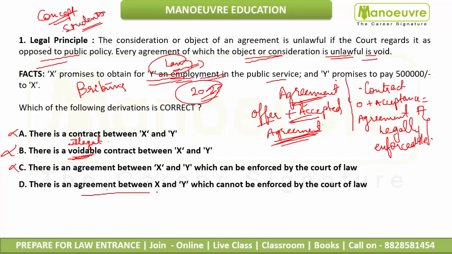There is an agreement between X and Y. Yes, we can agree to it. There is an agreement between X and Y which cannot be enforced into the court of law. So this is my correct answer choice. I have reasoned out my question. So please pay attention to the explanation. ऐसे concept पे बहुत सारे facts frame हो सकते हैं, guys. Okay.